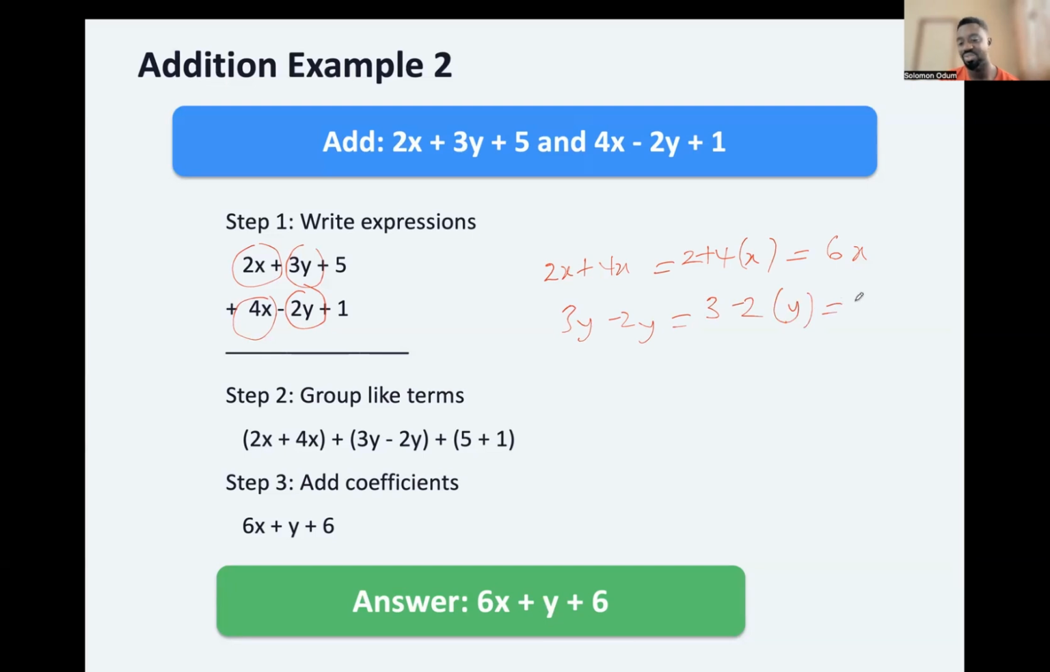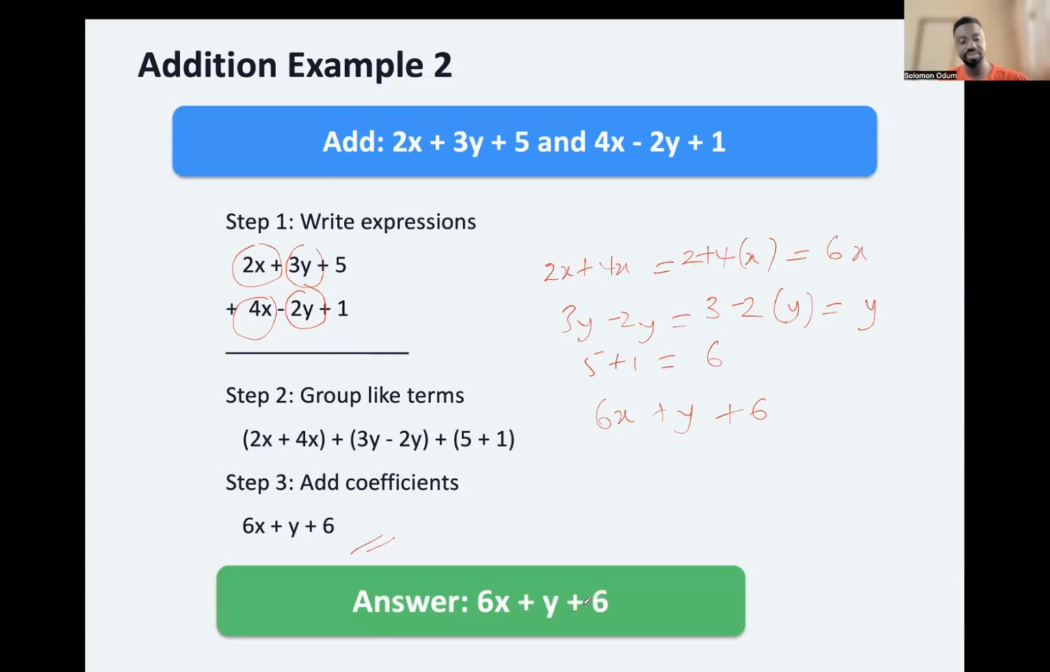So you're going to have what? Y. The bare one y, but you can just say y. Then 5 plus 1, the number is 6. In combining, we have 6x plus y plus 6. So the answer is 6x plus y plus 6.